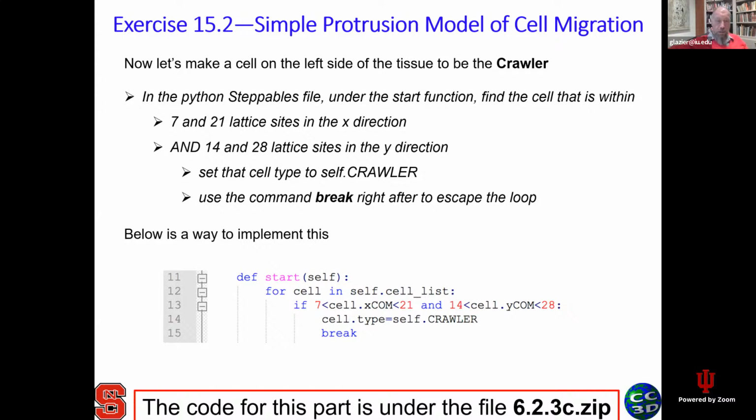Here's some code that Julio used. So he went over the cell list and then asked the question if XCOM was between 7 and 21, YCOM was between 14 and 28. If so, he changed the cell type. And the break means that once you've done it once, you exit the loop. So if you don't have your own way of doing it, you could try that code. I'll give people a minute to type that. That's a somewhat inelegant way of doing it, but it works.